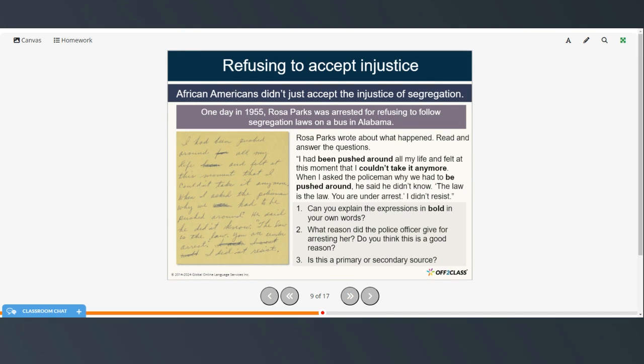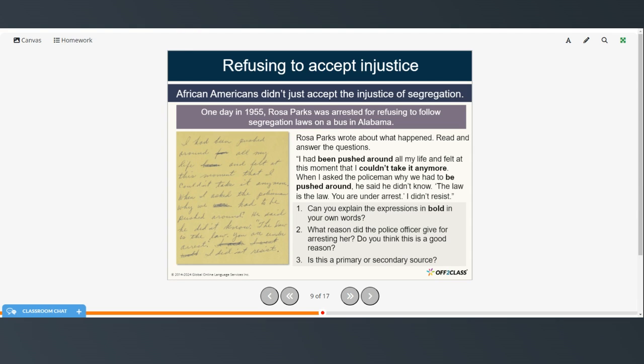So African Americans didn't just accept the injustice of segregation. One day in 1955, Rosa Parks was arrested for refusing to follow segregation laws on a bus in Alabama. Rosa Parks wrote about what happened, so read and answer the questions.